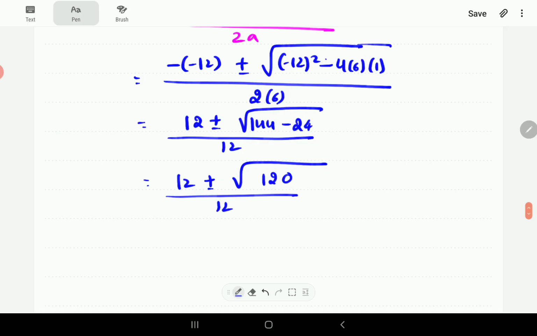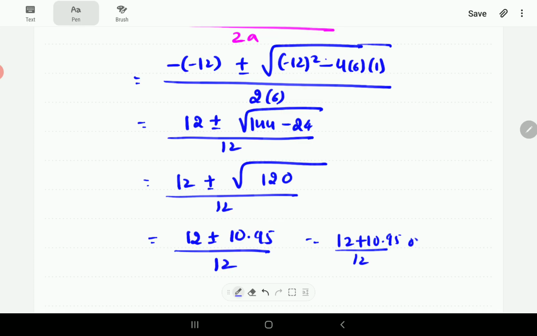Okay, so now we can write it as plus or minus. You can do this with a calculator. What is our square root of 120? Square root of 120 we want. Yeah, we get 10.95 upon 12. Okay, so here you will be getting one value as 12 plus 10.95 upon 12, or you will be getting 12 minus 10.95 upon 12. Okay, so these are the two values you are getting.